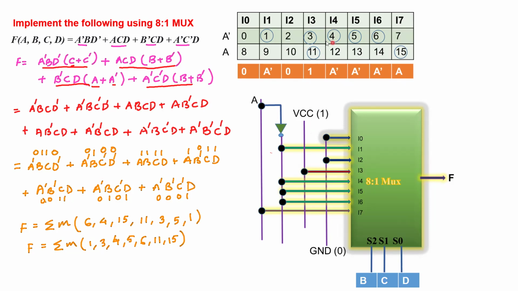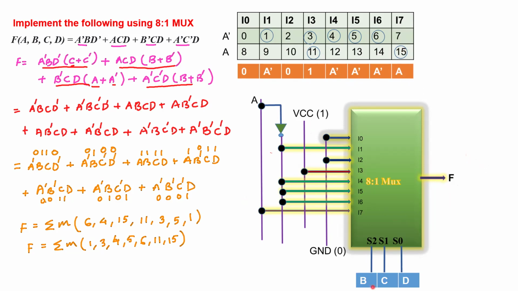For I4, the entry is the mean term 4. Therefore, that represents A bar. So I4 is tied to A bar. Similarly, I5, A bar, I6, A bar, and I7 is tied to logic A. So this is how we see that.